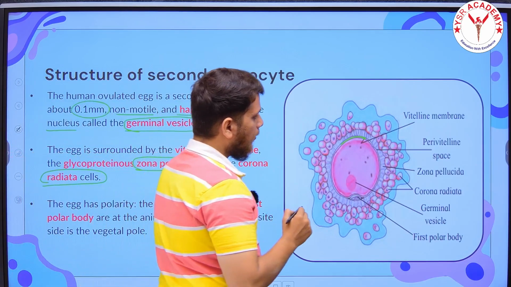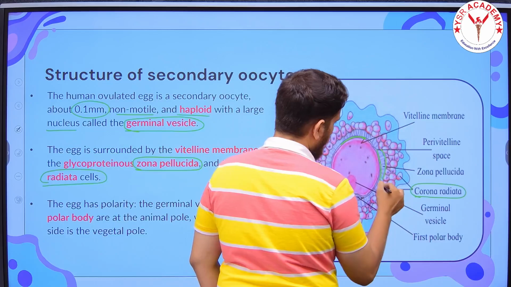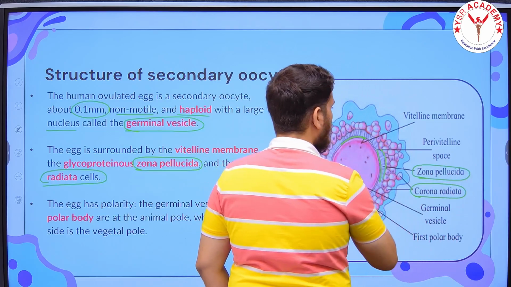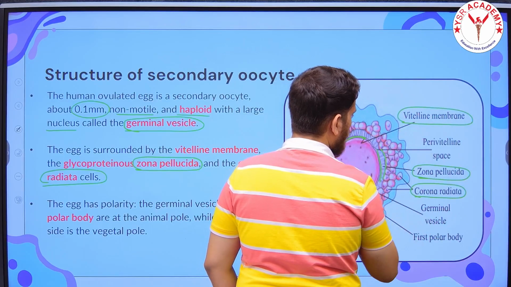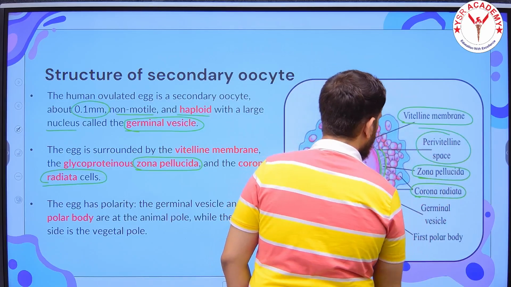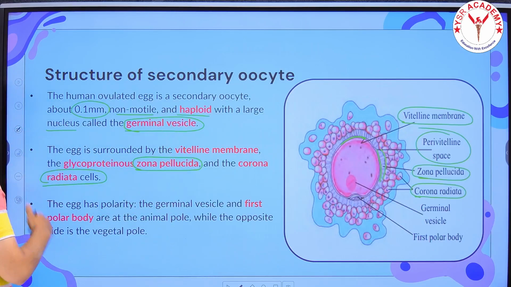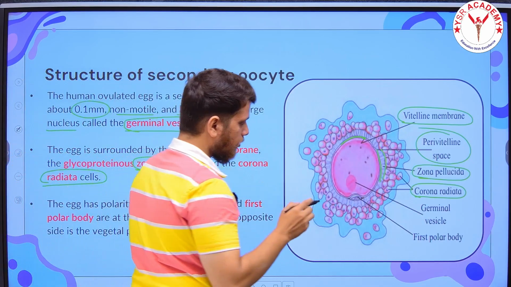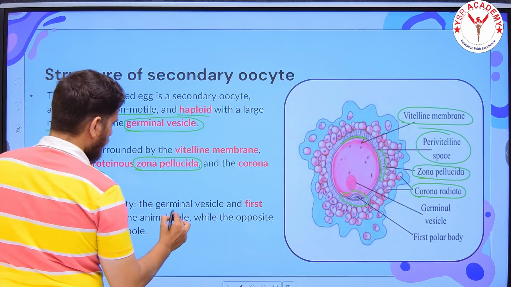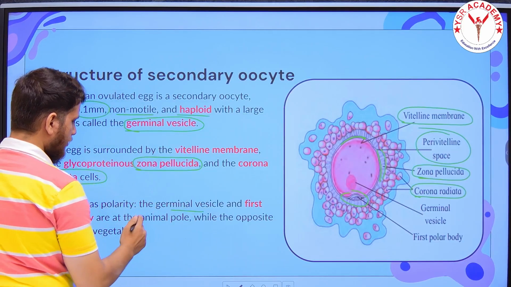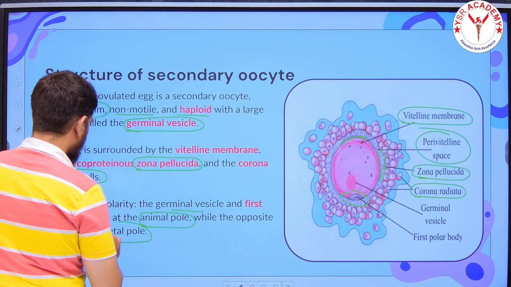So आपको क्या मिलेगा? ये देखो corona radiata, pink color के cells. Then this layer, ये वाला जो layer, it is zona pellucida. The membrane of the ovum is called as a vitelline membrane. दोनों के बीच में, vitelline membrane और zona pellucida के बीच में जगह होगा, उस जगह को हम लोग क्या बोलते हैं? Peri-vitelline space. Near to the nucleus, you have a very small reduced cellular structure that is called as the polar body. Yeah. So egg has polarity. The germinal vesicle and the first polar body जहाँ पे present है, उसको आपको बोलना है animal pole. उसके opposite को आपको बोलना है vegetal pole.